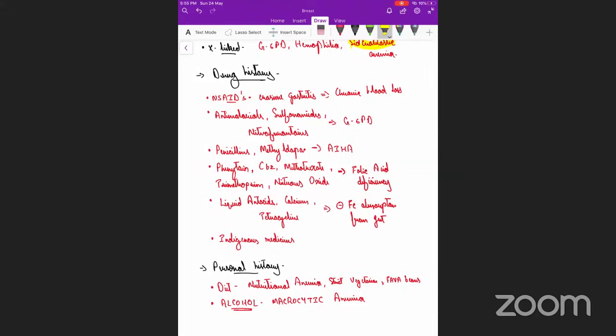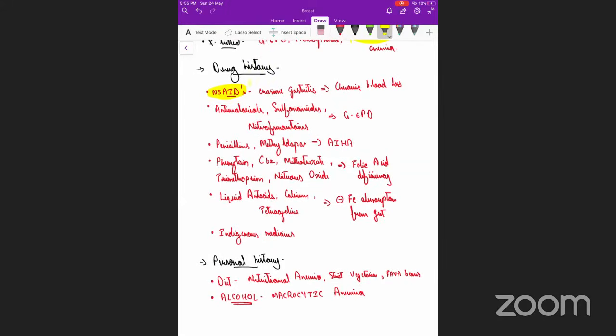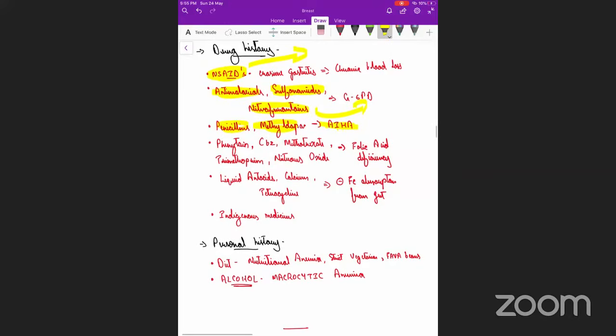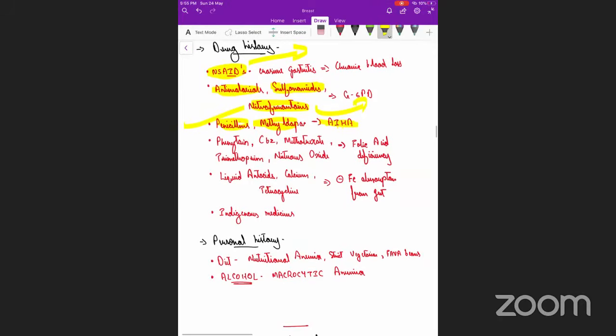So a few examples are NSAID-induced gastritis, erosive gastritis. This is very important and very common as well. Or antimalarials, sulfonamides, or nitrofurantoin, which can precipitate G6PD deficiency. Penicillin and methyldopa causing autoimmune hemolytic anemia. Does anyone know the mechanism behind penicillin causing autoimmune hemolytic anemia? If you can answer in the chat.